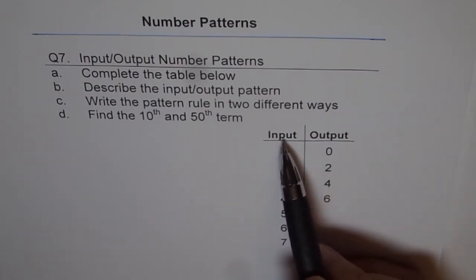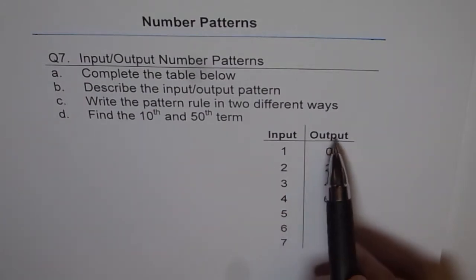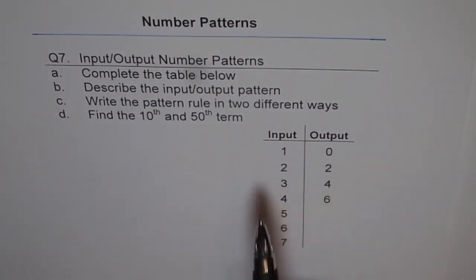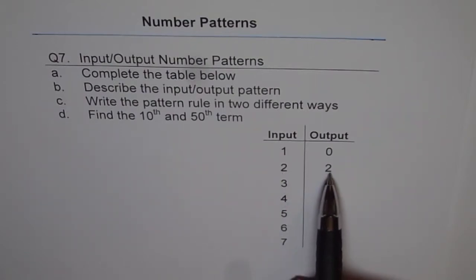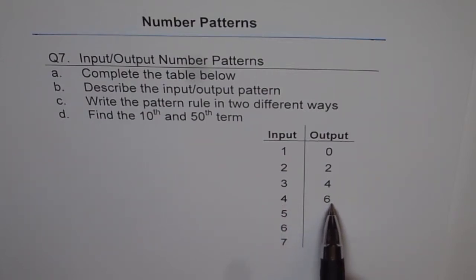So here is our input-output number pattern. This is the input side, that is the output. When you give input of 1, you get output of 0. For 2, you get 2 as your output. For 3 input, you get 4. When the input is 4, you get 6 as the output. You need to fill in for 5, what is the output? 6, what is the output? 7, what is the output? That is to complete the table.